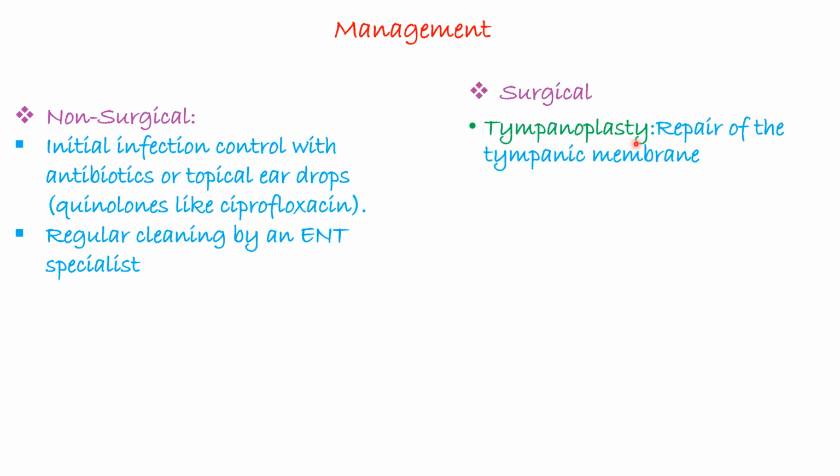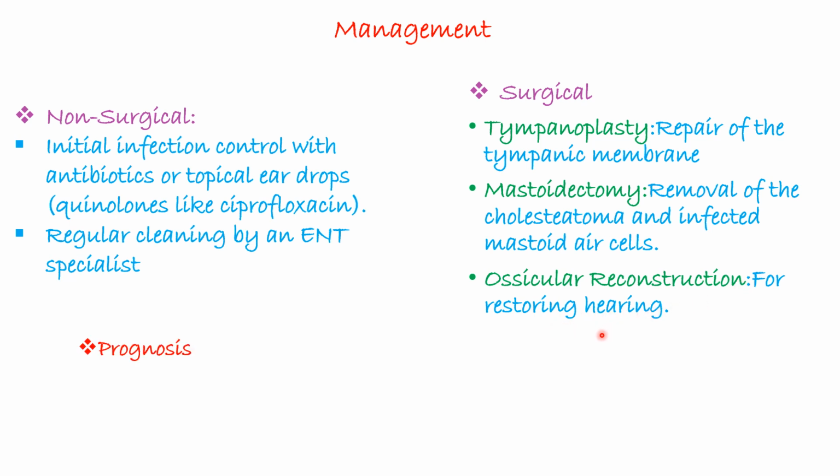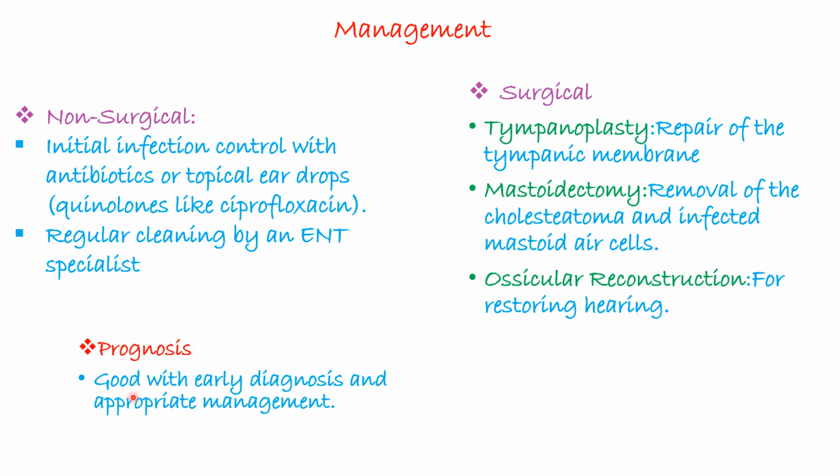Next is surgical management, where you can do tympanoplasty, which is the repair of the tympanic membrane. In addition, you can do mastoidectomy, which is the removal of the cholesteatoma, the granulation tissue, and the infected mastoid air cells. You can also do ossicular reconstruction for restoring hearing. The prognosis of this disease is good with early diagnosis and appropriate management, and recurrence is possible, so you ensure the patient comes in for regular follow-up.